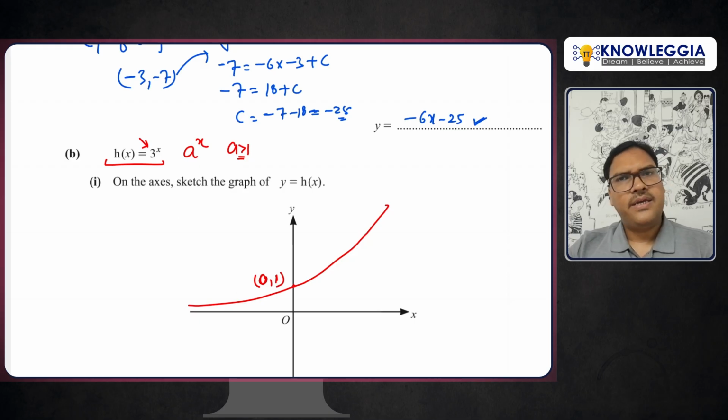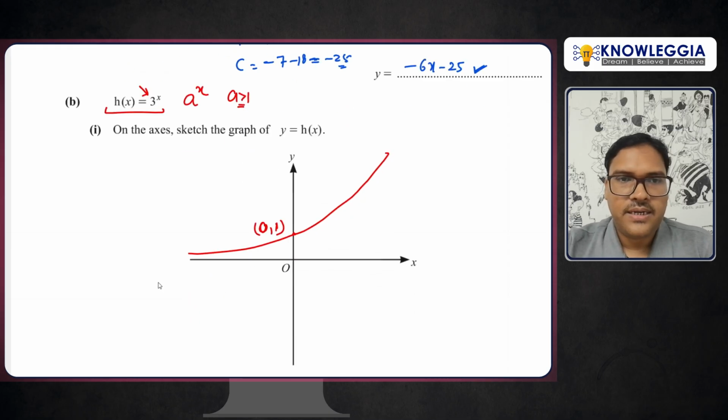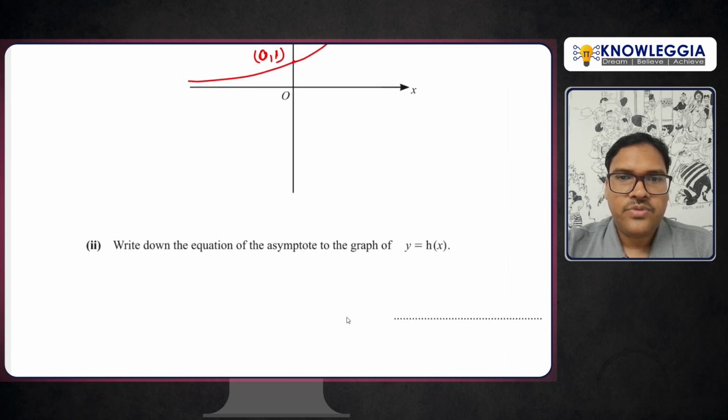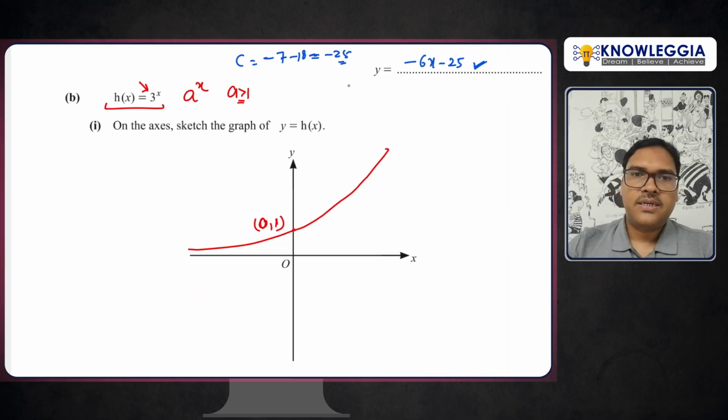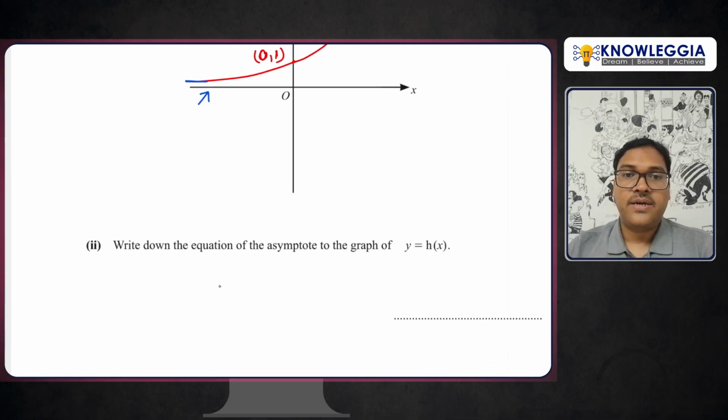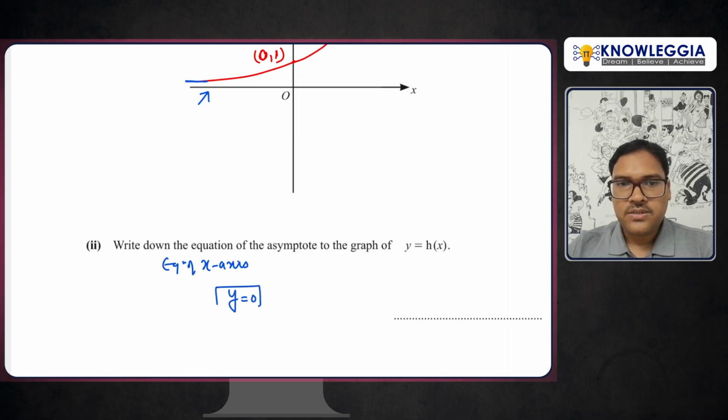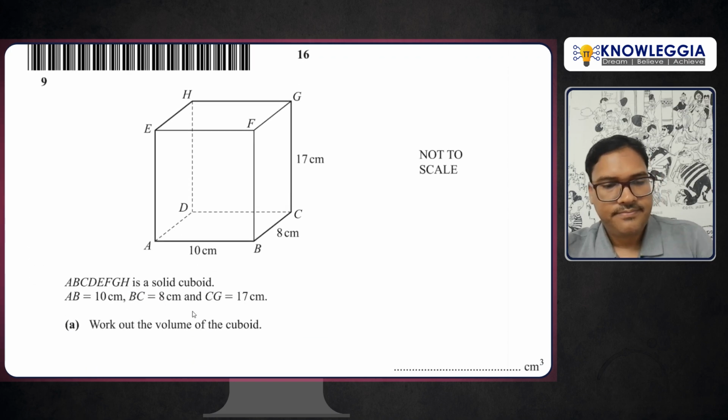So this is the graph of a raised to x when a is greater than 1. You can directly write down the asymptote of the graph hx. What is the asymptote? You can clearly see this graph is approaching the x-axis, right? It is trying to touch it. So the x-axis is the asymptote. What is the equation of x-axis? Equation of x-axis is y is equal to 0. So the answer for this is y is equal to 0. I hope this is also clear, right? So this is how you can easily answer this. Okay.